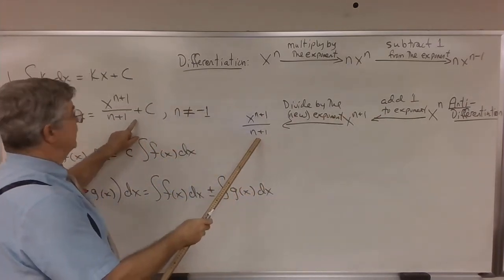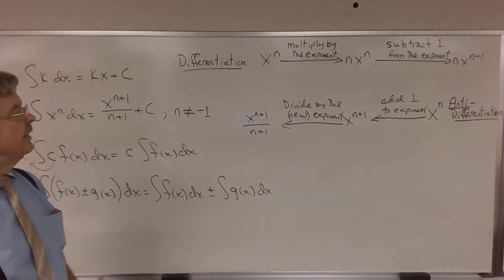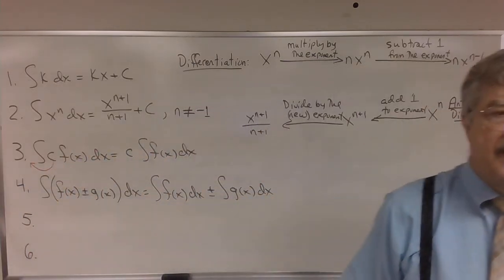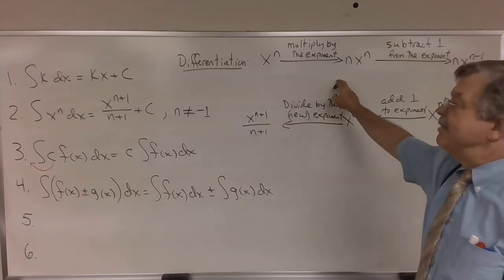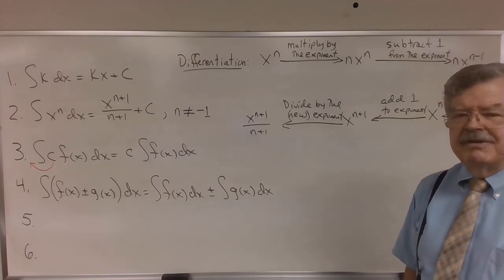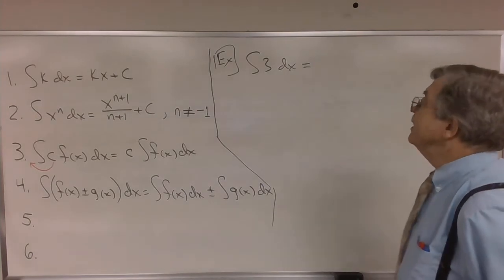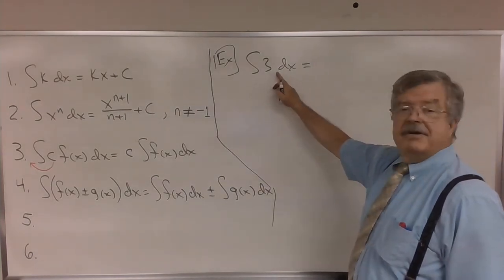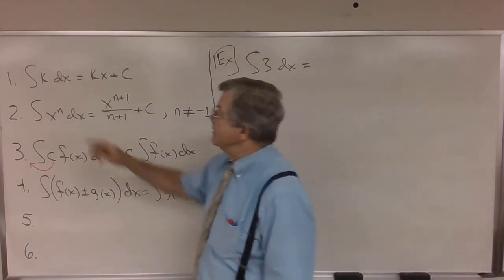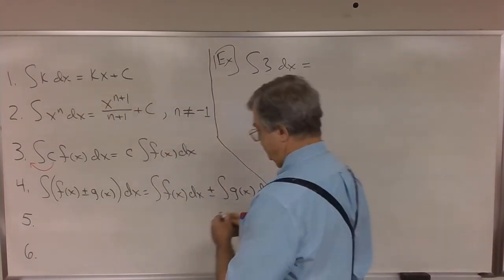And so that's exactly how we get our power rule for antiderivatives or integrals. Now, just as we did for differentiation, we're going to do a bunch of examples for integrals or antiderivatives. The antiderivative of the constant 3. According to property 1, we're going to multiply it by x and add a constant of integration.